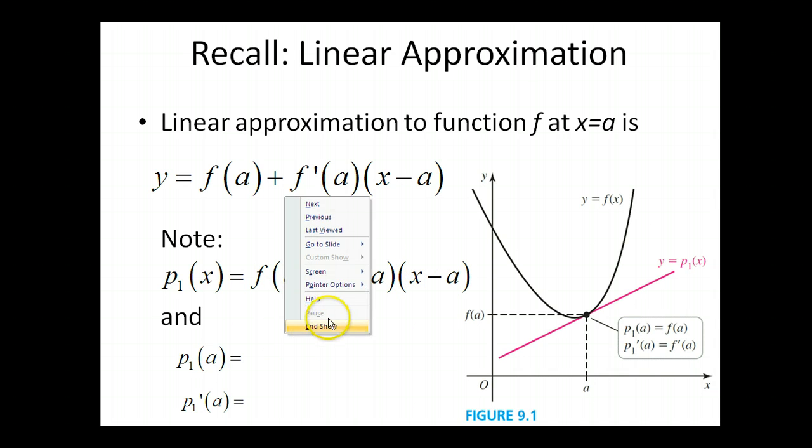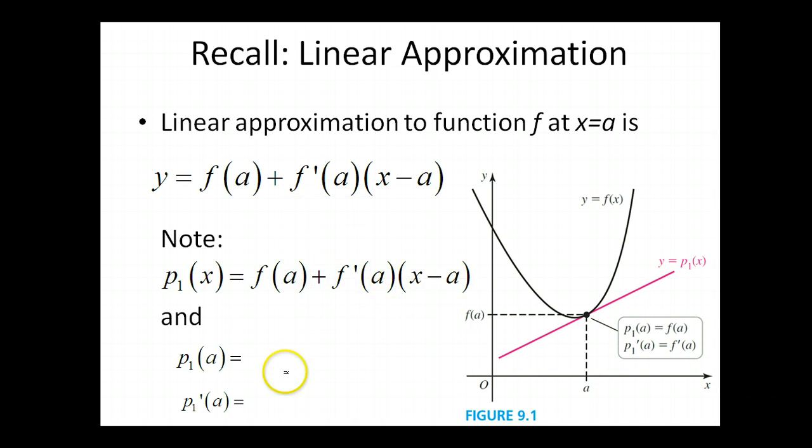A couple things to notice here are that because we're writing a tangent line, the line and the function agree at both value and shape. What that means is that if I say what is p1 of a, if I plug a into the linear approximation, into the equation of the tangent line, what do I get? When I plug in a, this part over here is going to be zero, which means this whole thing is gone, so I just get f of a. So the tangent line or the linear approximation agrees with the function in terms of value. Their value is the same.